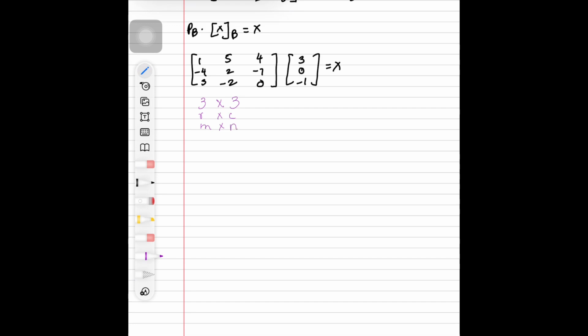Over here, on the other hand, we have 1, 2, 3 rows. So we have 3 rows and 1 column. So we do see that 3 and 3 are the same, so that means we can multiply them. Therefore, the answer matrix will have dimension 3 cross 1.